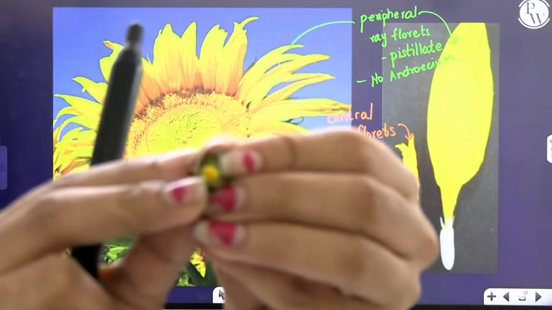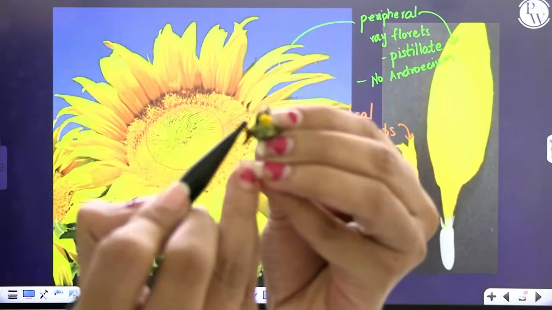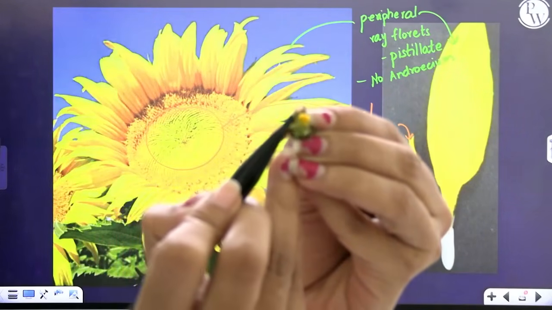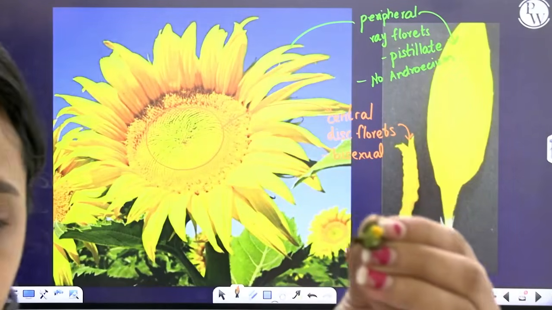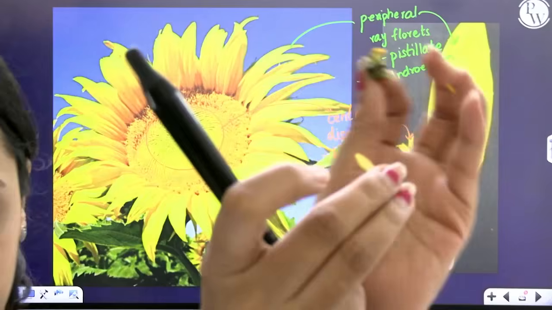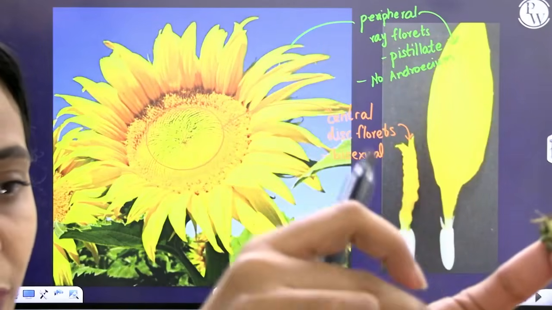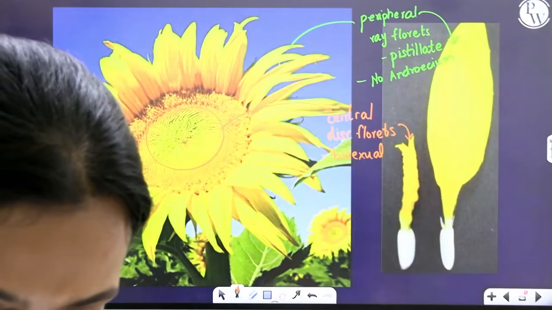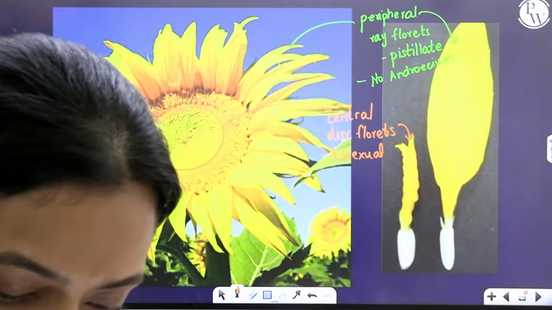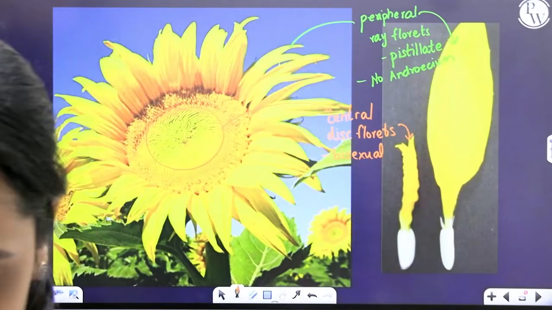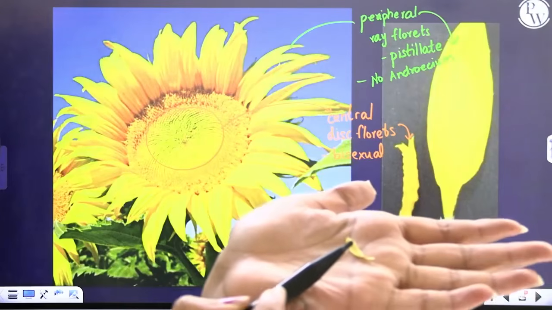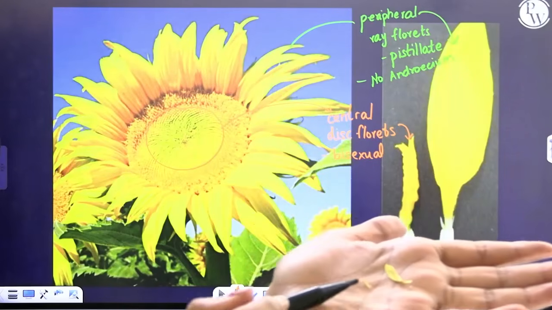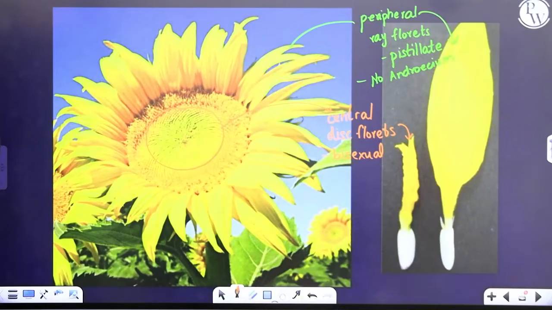So what are we looking at here? At the center, right here, super tiny things. These are the disc florets. In comparison, a ray floret is this long. Okay, is it visible? This is a ray floret. And here you have one disc floret. The ones that are in the extreme center are the disc florets. This is the size of a ray floret and here is the disc floret. Okay, so that is how they look.